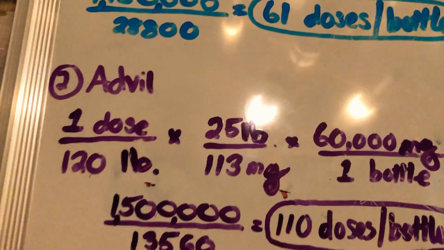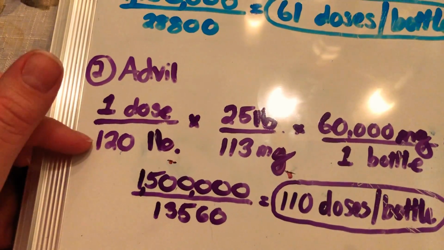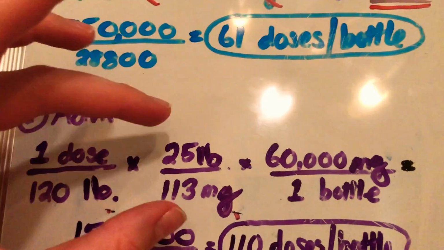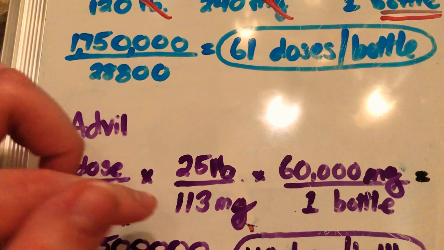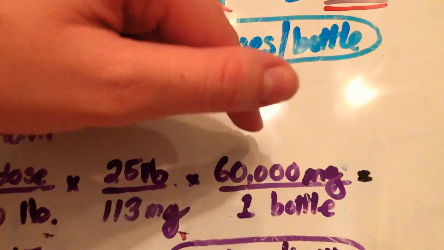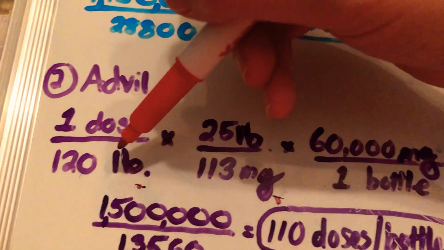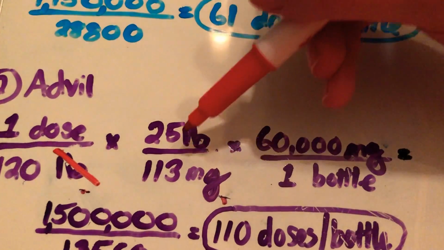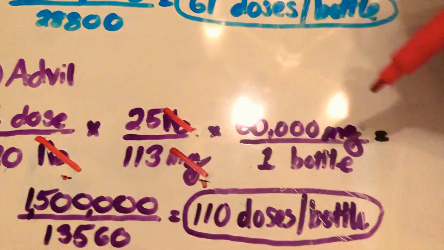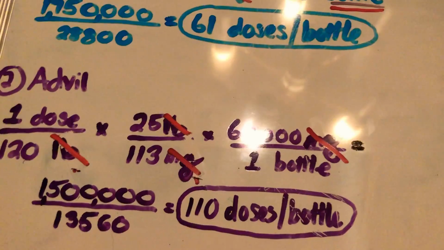Moving on to Advil. Same thing, same setup: 1 dose over 120 pounds. Then this was given to us, 113 milligrams per 25 pounds. This is what we figured out for how many milligrams were in each bottle, 60,000. Cross out pounds, cross out milligrams. So dose per bottle, again, we get it, perfect.